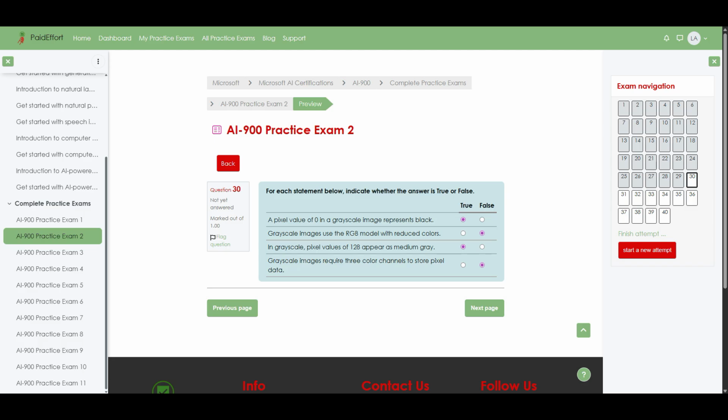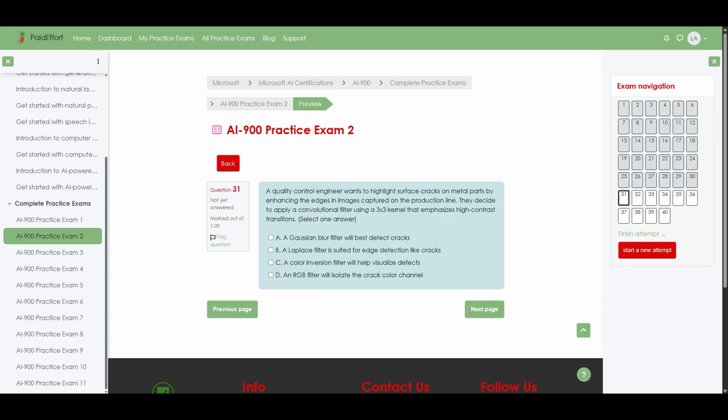This is because 128 is about halfway between 0 and 255, giving you a balanced, mid-range shade of gray. Lastly, it's incorrect to say that grayscale images require 3 channels. Unlike RGB images that use 3 separate color channels, grayscale images only need 1 channel to store their intensity values. So overall, grayscale simplifies image data by focusing purely on brightness levels, not color.